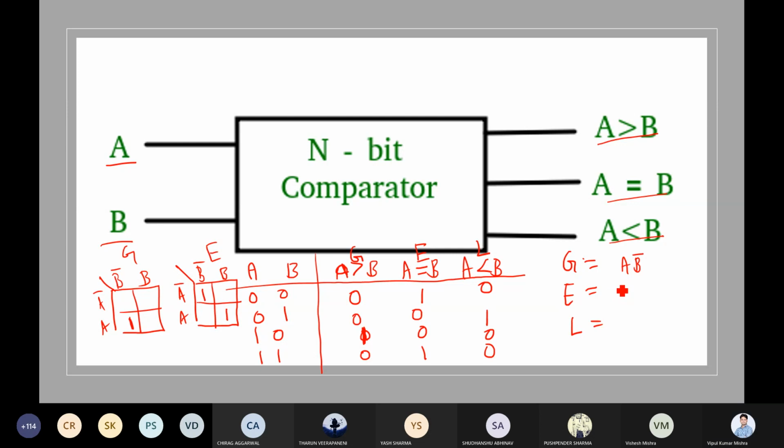So what will be the value for equal to? What do you think? A bar B bar plus AB. Now similarly, what about less than? A bar B. Got it? So we got three equations: for greater than A B bar, for less than A bar B, for equal to A bar B bar plus AB.